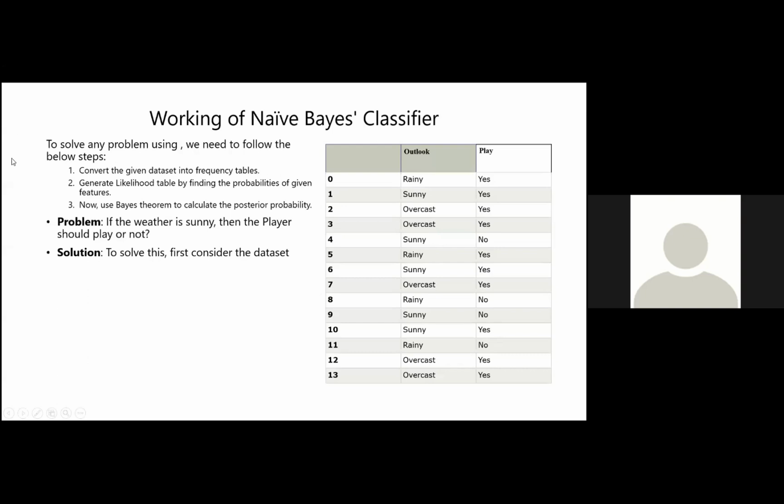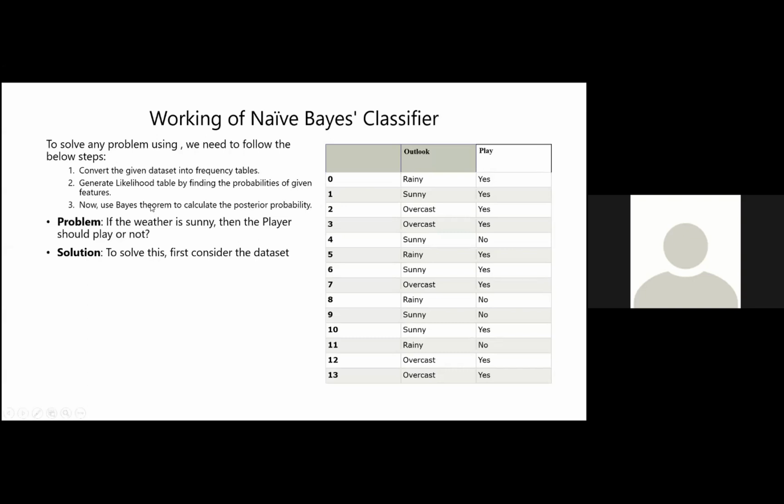The three steps used in naive Bayes classifiers are: first, converting the given data set into frequency tables. The second step is to generate a likelihood table, which contains the probability of an occurrence of an event. And the third step is to use the Bayes theorem to calculate the probability using the formula that I showed you in the previous slide.